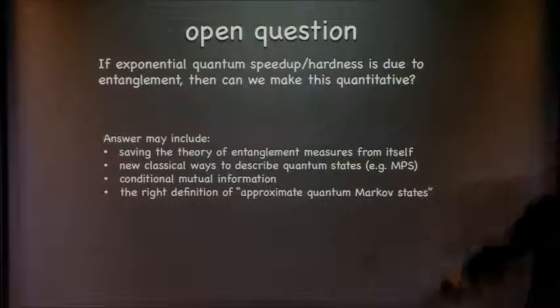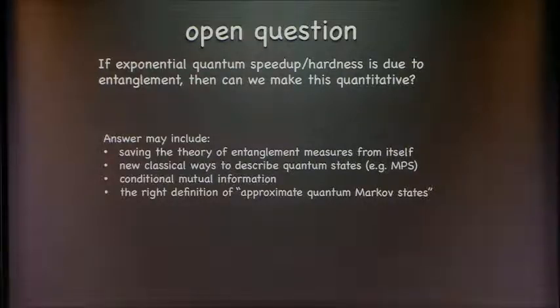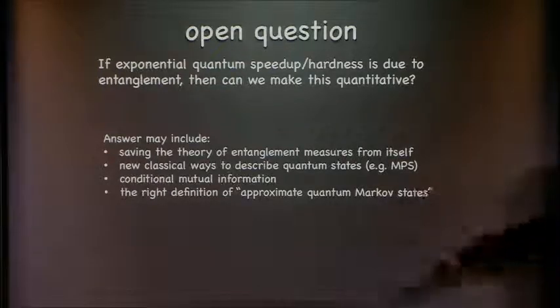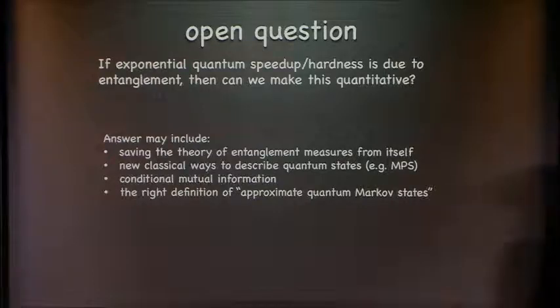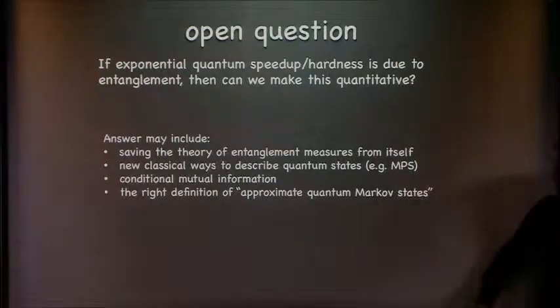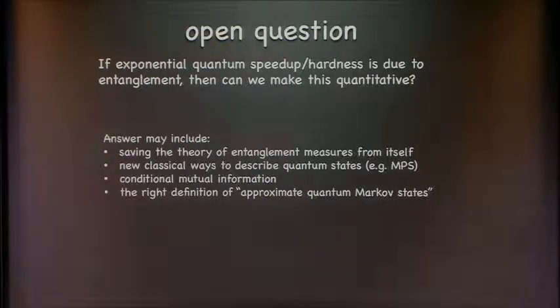We would like to have better classical ways to describe quantum states. My work with Fernando had some partial success with product states, but we really need to find a way to systematically improve those. Matrix product states are one way that are really great. They work well in 1D, but not otherwise. The answer may include better understanding conditional mutual information. You saw a little bit of how it came up in my proof of the PCP no-go theorem, but there's a lot more we can do.